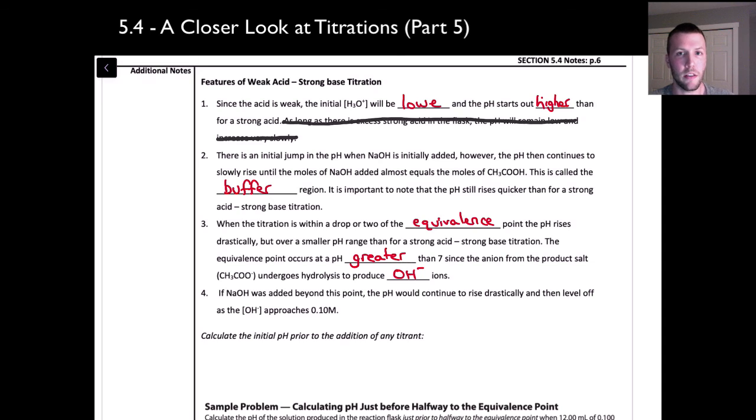And if we were to continue to add sodium hydroxide beyond this point, the pH would drastically rise and then level off as the hydroxide ion concentration approached 0.10 molar.